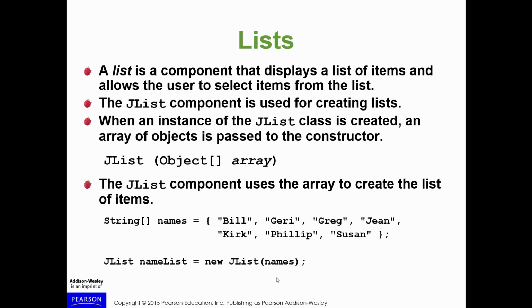Talking about lists, as mentioned there, a list is a component that displays a list of names. It's like a list box, really, in other languages. It's called a JList component in here. And notice, as an example, we create a string array. We put, looks like 7 names in there: Bill, Jerry, Greg, Jean, Kirk, Philip, and Susan. And then we create a new JList filled with those names.